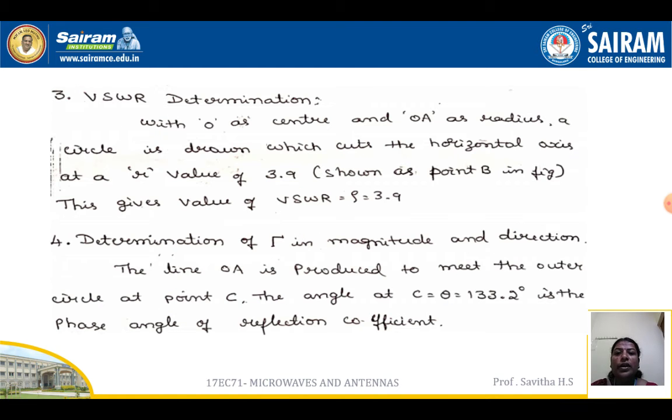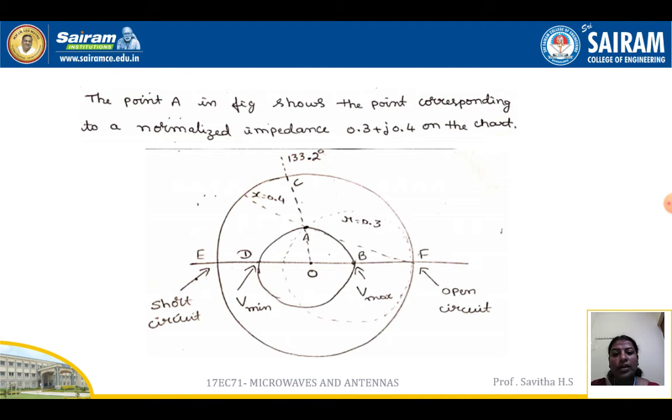So, VSWR determination. With O as center and OA as radius, a circle is drawn which cuts the horizontal axis at an R value of 3.9. You can see in the diagram that is point B, and this gives the value of VSWR. And the determination of reflection coefficient in magnitude and direction. Here in the diagram you can see OA is joined and extended to meet the outer circle at a point. Here the angle we need to take, this angle is 132.2.